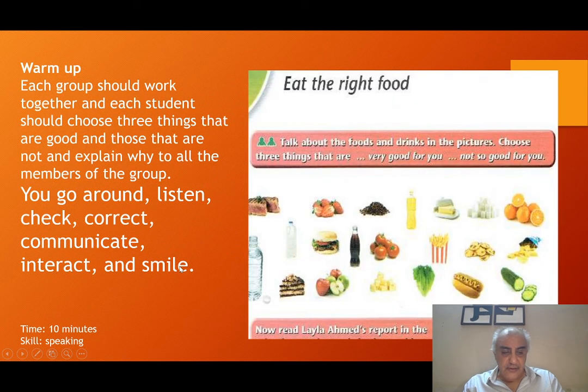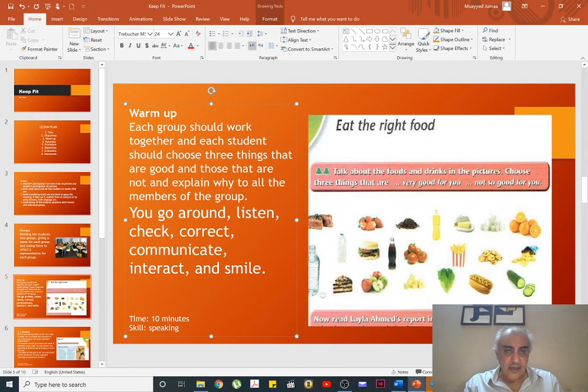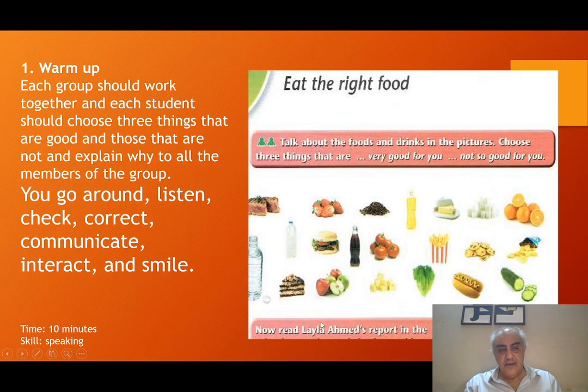So this is number 1, the warm up. This is part 1 in your lesson, all right? And the time, as I said, is 10 minutes. And the main idea here is speaking.